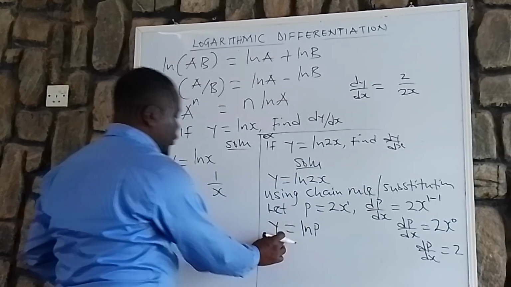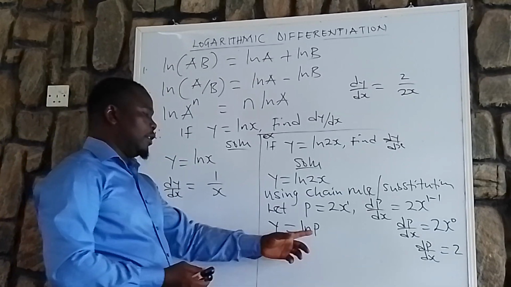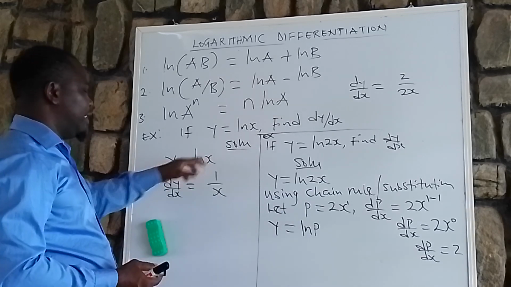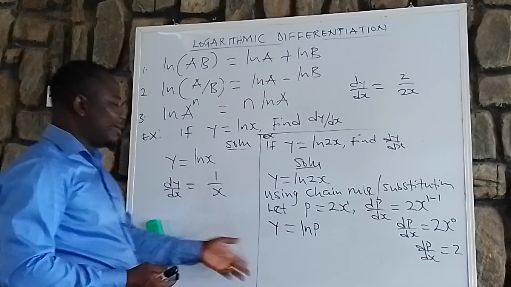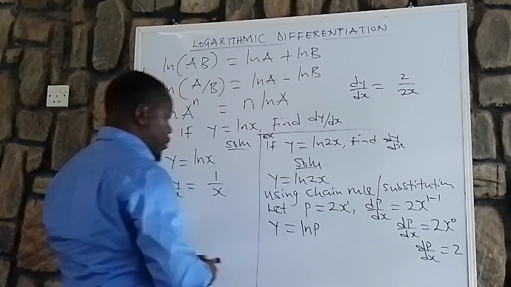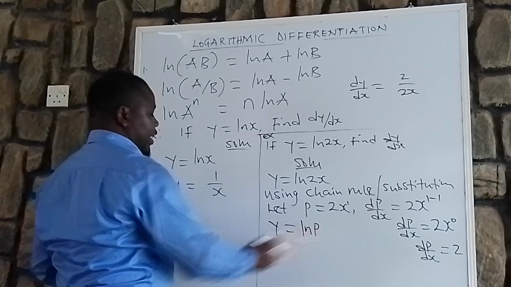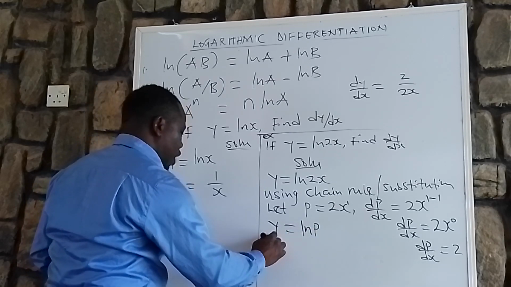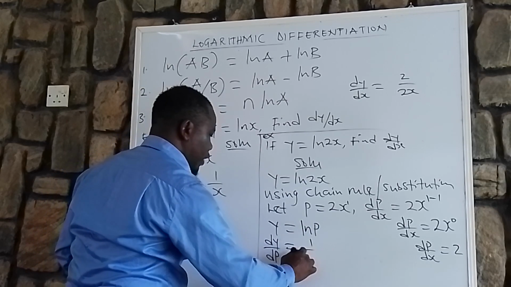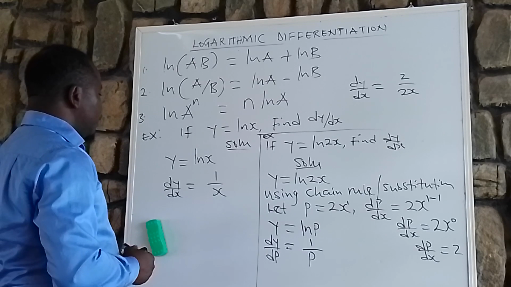Okay. Now, let us differentiate ln p. Going back to our previous example, you know that we differentiated ln x to give us 1 over x. So if you differentiate ln p, it will give you the same thing, but it will be 1 over p, because the independent variable here is p. So our dy all over dp is going to give us 1 all over p.